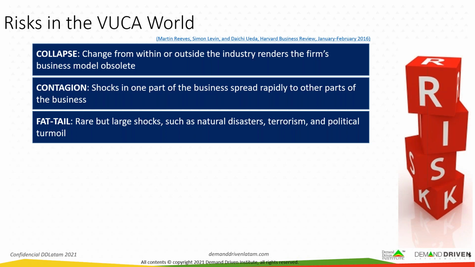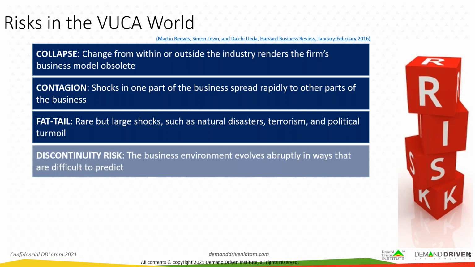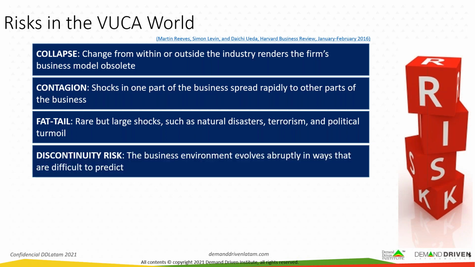Because of that fat tail risk, we then saw collapse, because that fat tail risk of the pandemic so quickly changed the environment around us as governments shut down in an attempt to mitigate the rollout of that virus. Now, there's also a discontinuity risk, as we look at the business environment, and it can evolve abruptly in ways that are very difficult to predict. And this is where we're at today.